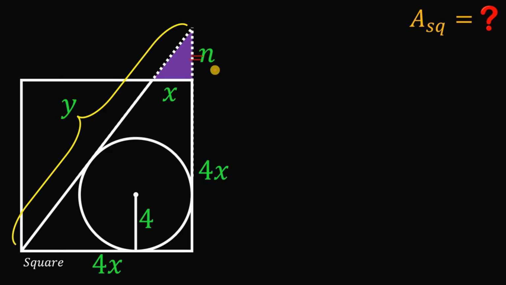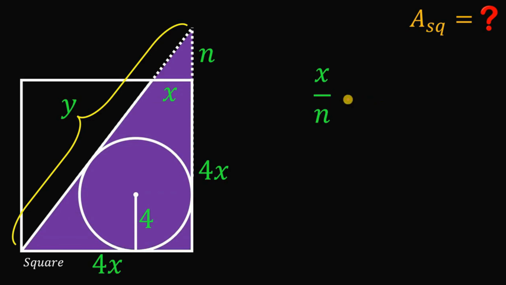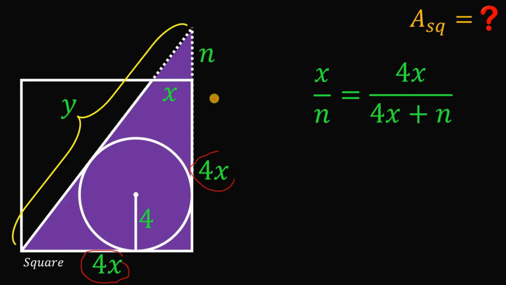And then we will use some ratio and proportion. So we can say that the ratio of the base to its height must be equal to x over n. Now using the big right triangle, it must be equal to the ratio of its base to its height also. So this is equal to 4x, which is the base, and the height 4x plus n.